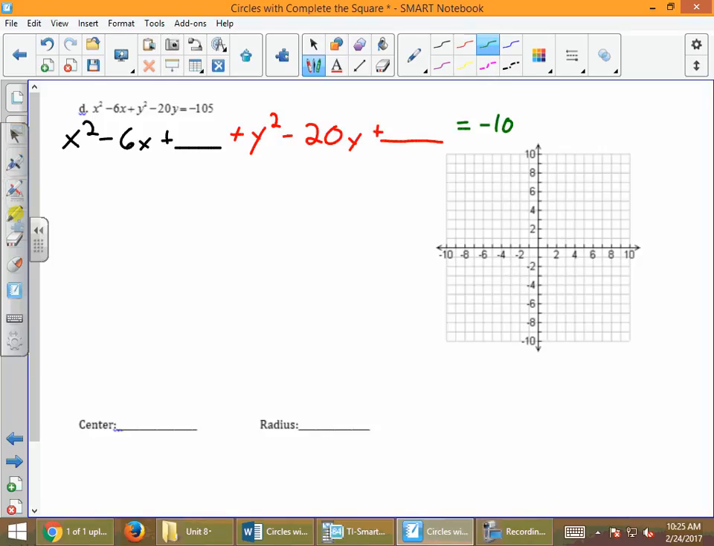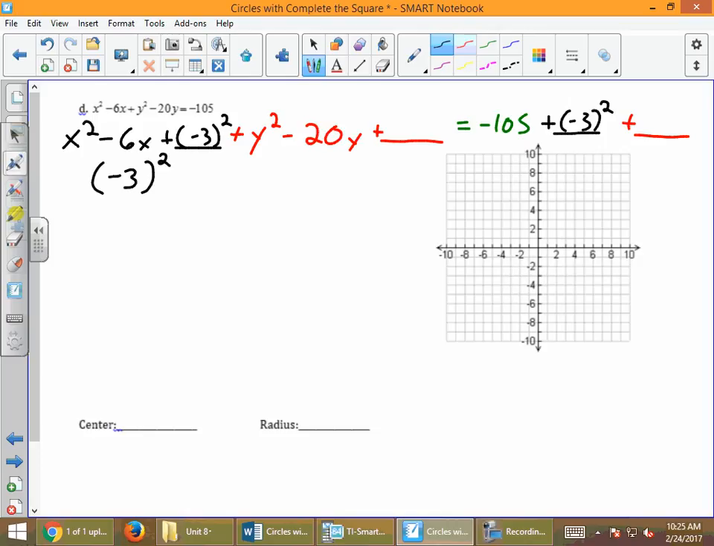This happens to be a negative 105. But I can't forget to balance the equation. I'm going to add that blank, and the other one while I'm at it. Now we're going to look at those middle terms of the x and the y. What's the middle term in the x? Negative 6. I need to cut that middle term in half. And now it becomes a negative 3. I will square it. I will put it in that box right there. Well, if I put it there, I put it on the other side as well. Negative 3 squared.